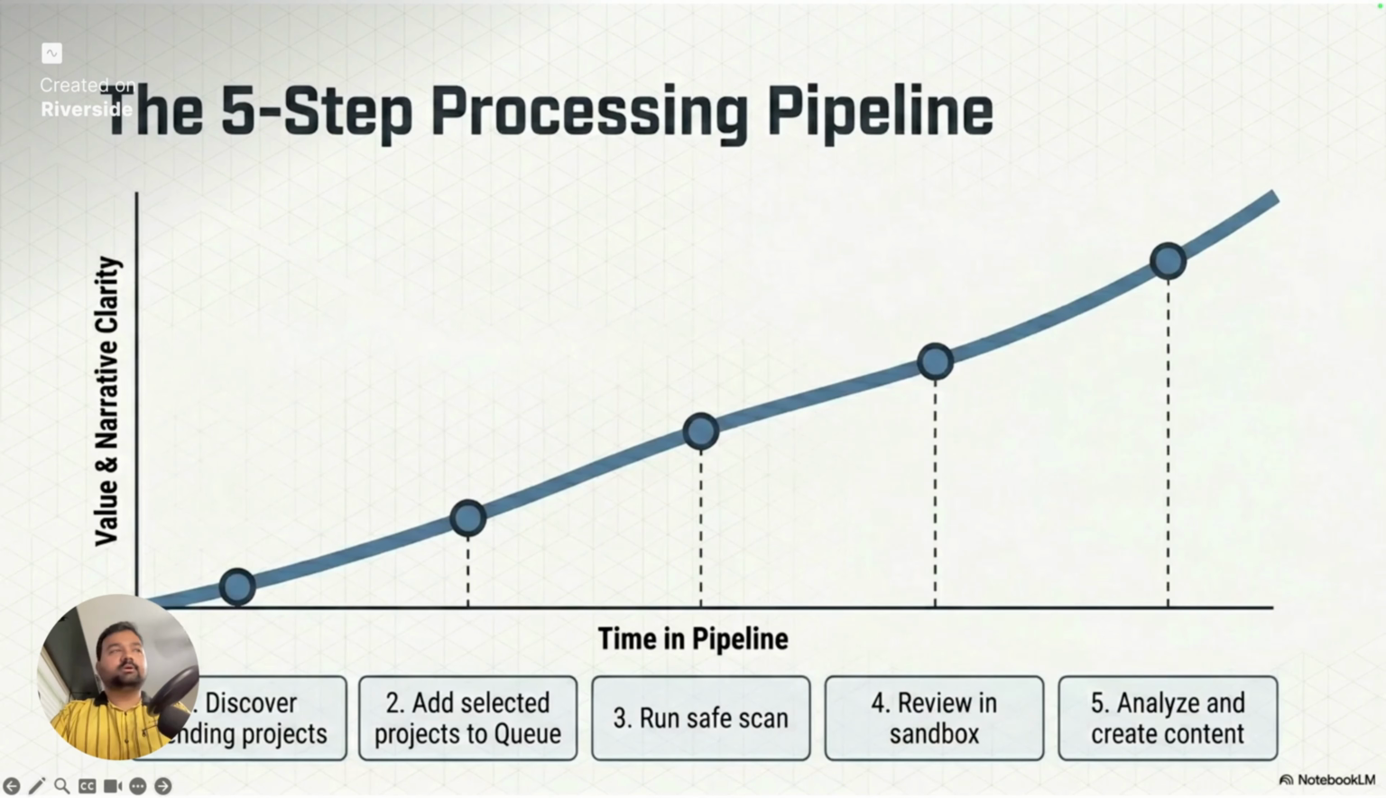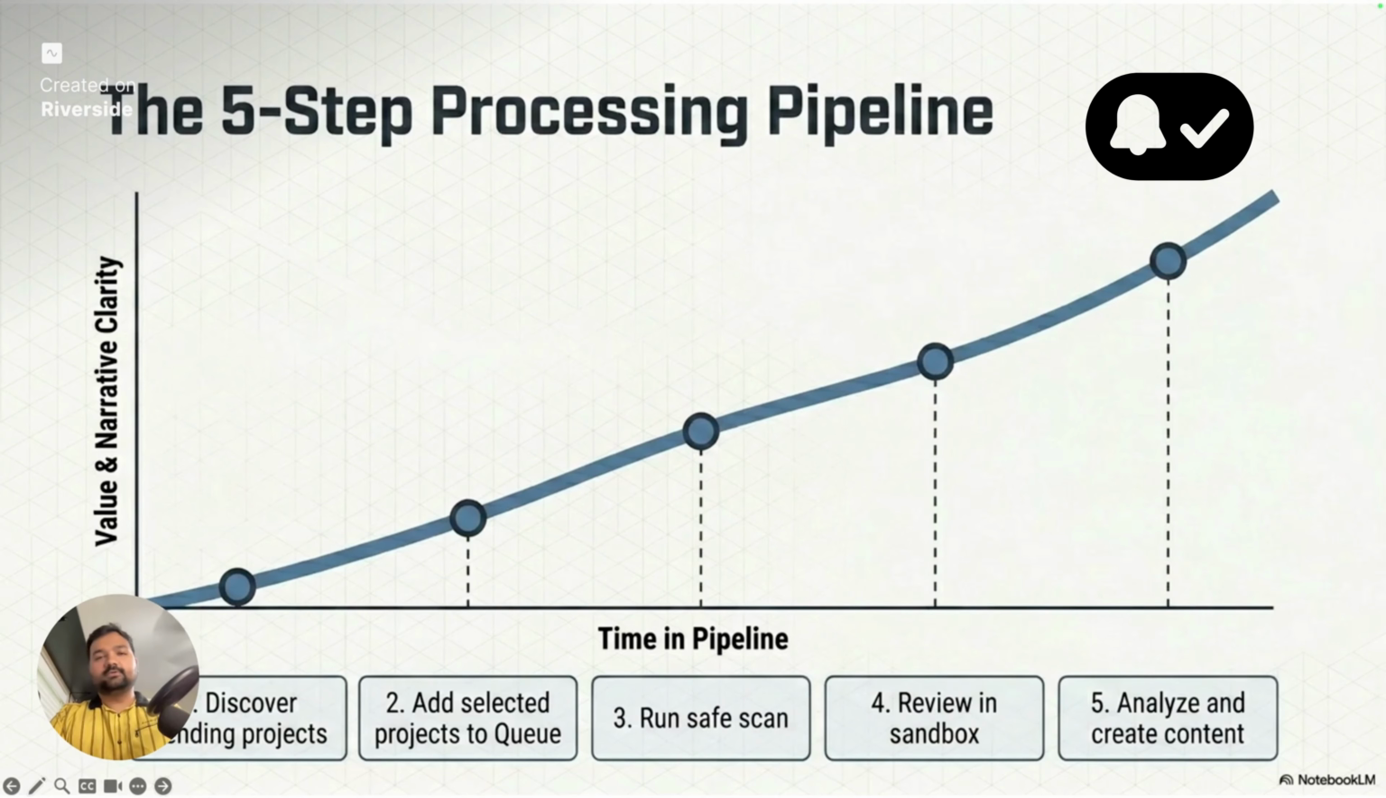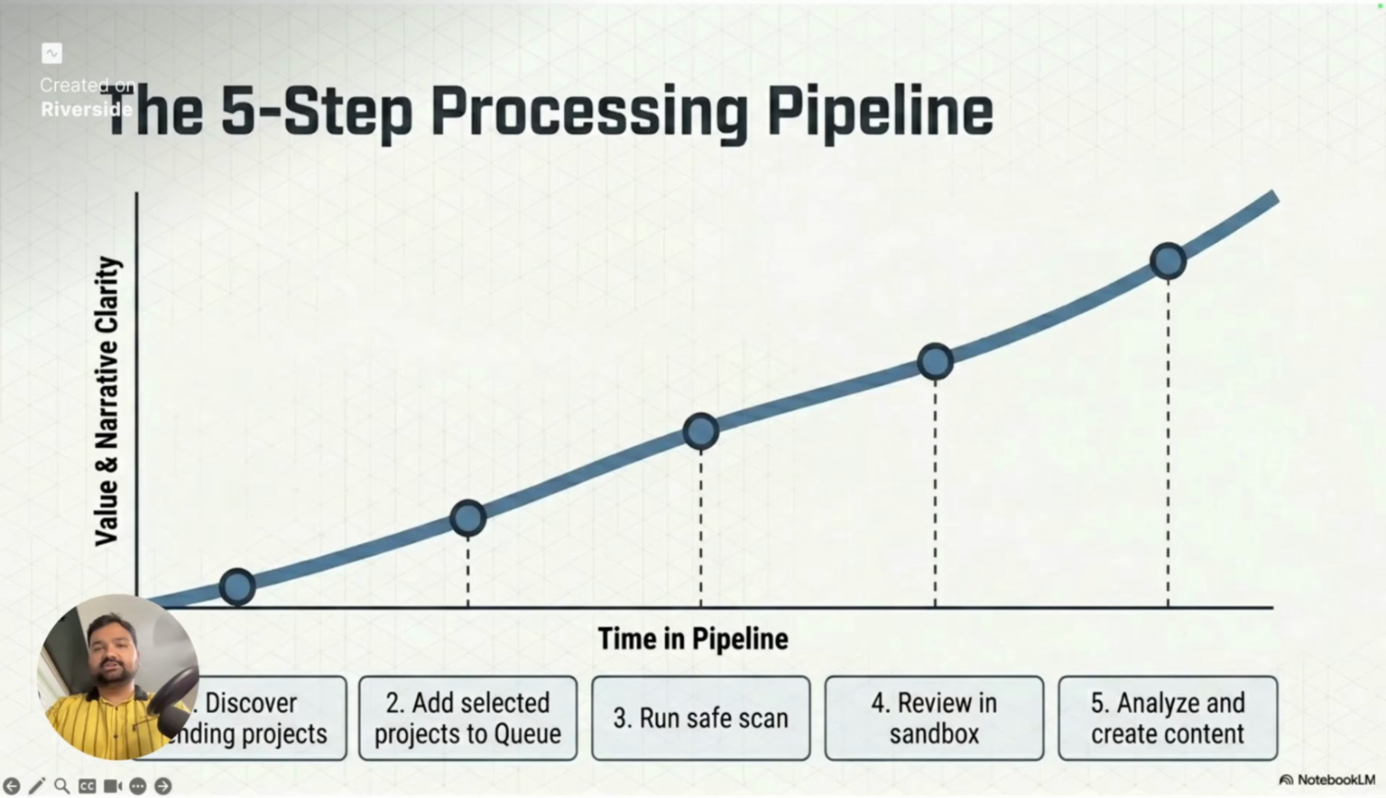So I will tell you about the 5-step processing pipeline. The workflow follows a clear 5-step pipeline. First, I discover trending projects. Second, I add selected projects to the queue. Third, CurioStudio runs a safe scan. Fourth, the project is reviewed in a sandbox environment. And fifth, the project is analyzed and converted into content. This makes the full process systematic, repeatable, and much easier to manage for daily video creation.